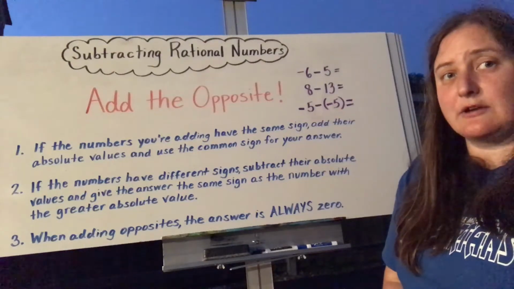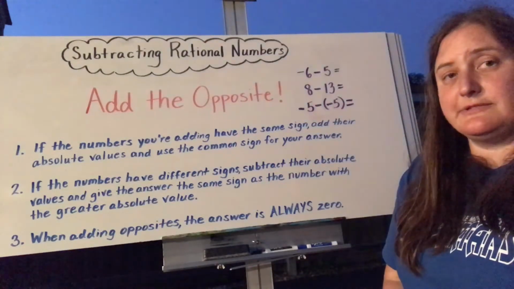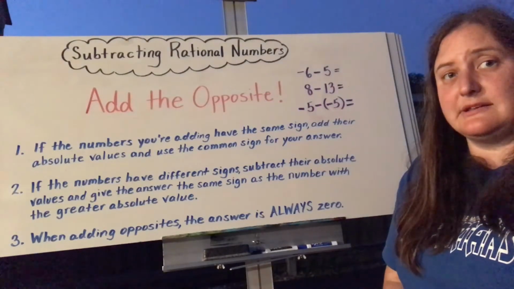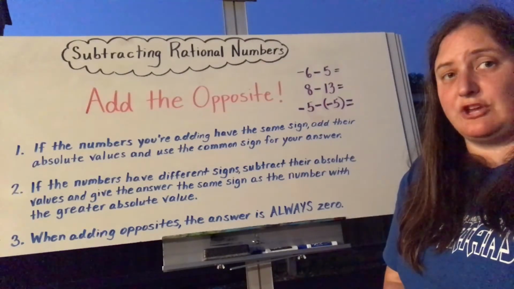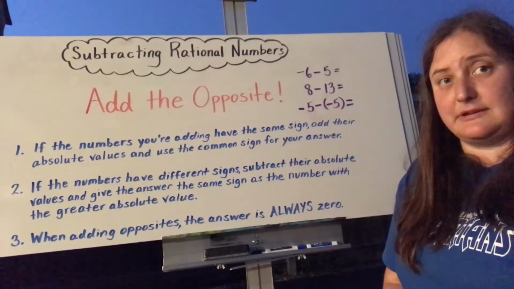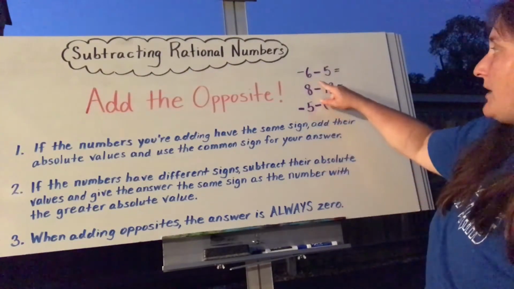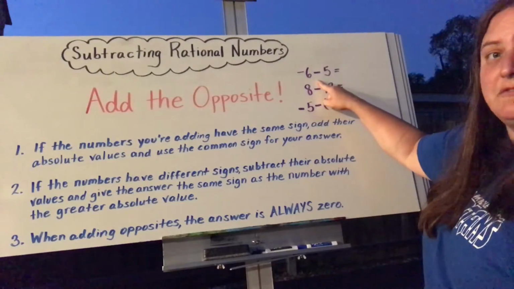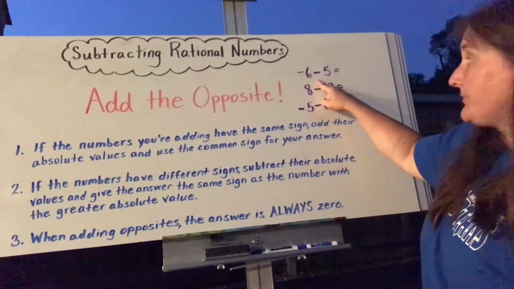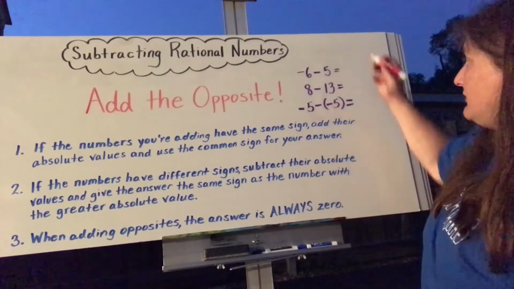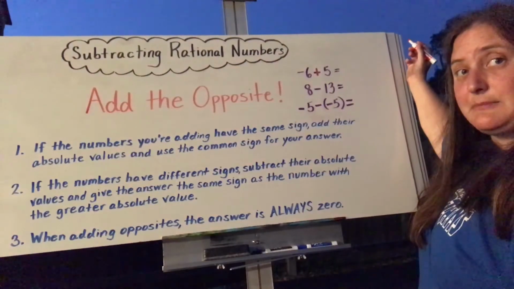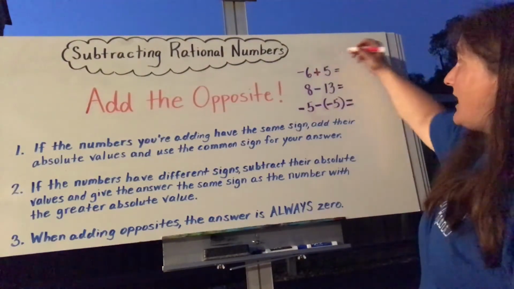Today we're going to subtract rational numbers. We're going to use the same process we did when subtracting integers. Whenever we see a subtraction problem, we're going to change it to an addition problem by using our rule, add the opposite. So when I see a subtraction problem like -6 minus 5, the first number, -6, stays the same. I'm going to change my subtraction sign to addition, and the number after the addition sign becomes its opposite. The opposite of 5 is -5.